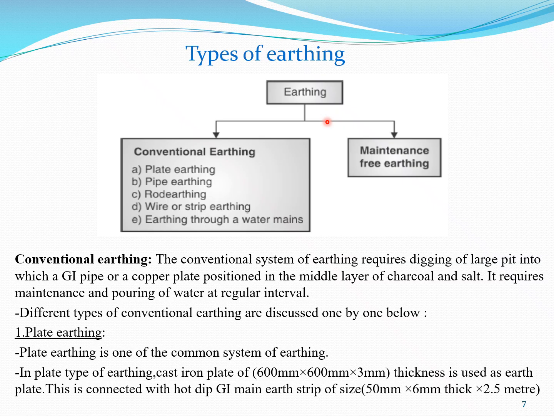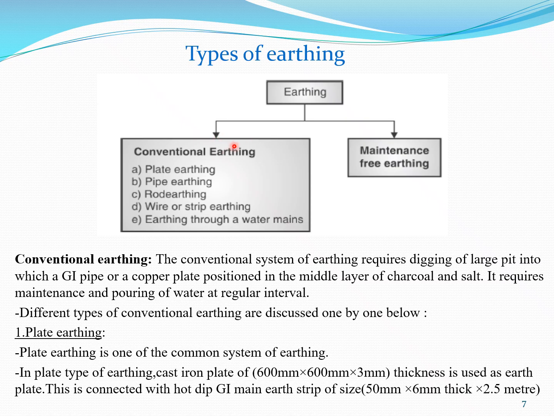First one, conventional earthing system. Conventional means for which regular maintenance is required. So what is the regular maintenance that we'll discuss? Regular maintenance is nothing but if we have to pour water in the earth pit, or if we have to add the mixture of charcoal plus salt, then it is called regular maintenance of the earthing system. So the methods which require regular maintenance are called the conventional earthing system, and the second type is maintenance free earthing, in which there is no requirement of regular maintenance. What maintenance free earthing is, we'll discuss at the end.